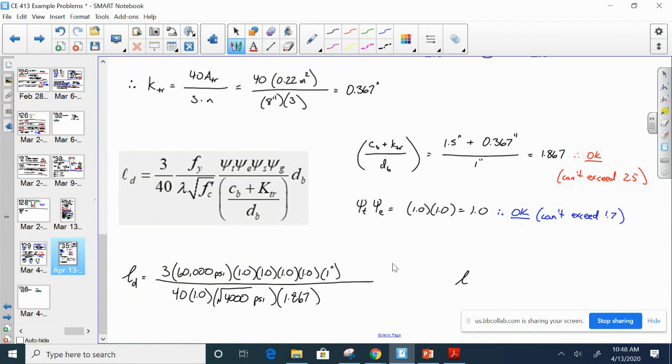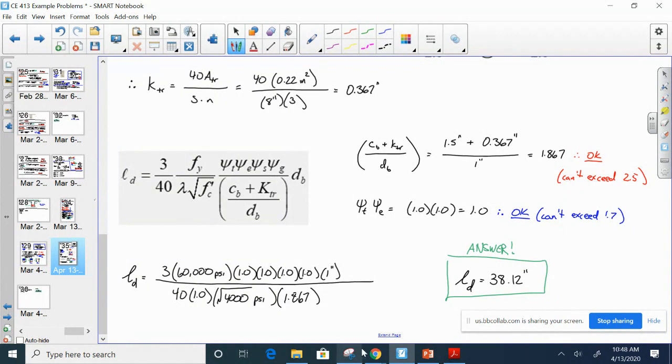And so our development length is, drum roll, 38.12 inches. And that's it. That's development length in a nutshell.